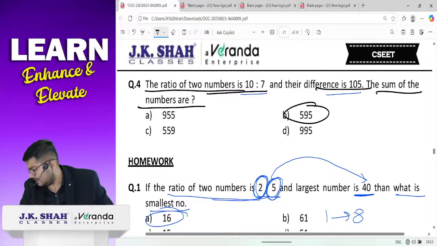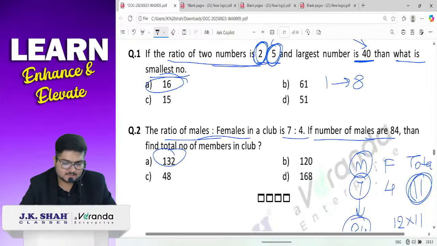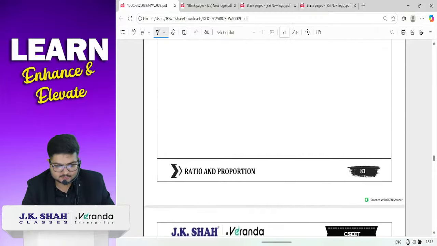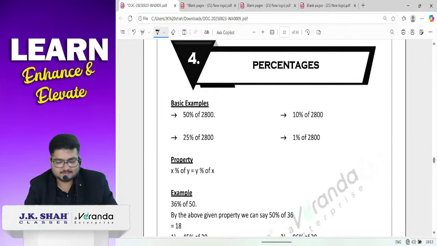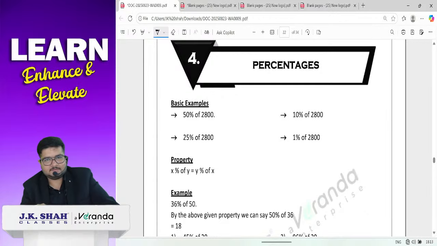Everybody with me? Any doubts? You can tell me in the chat box. I am reading it. Now the next chapter, that is percentages.